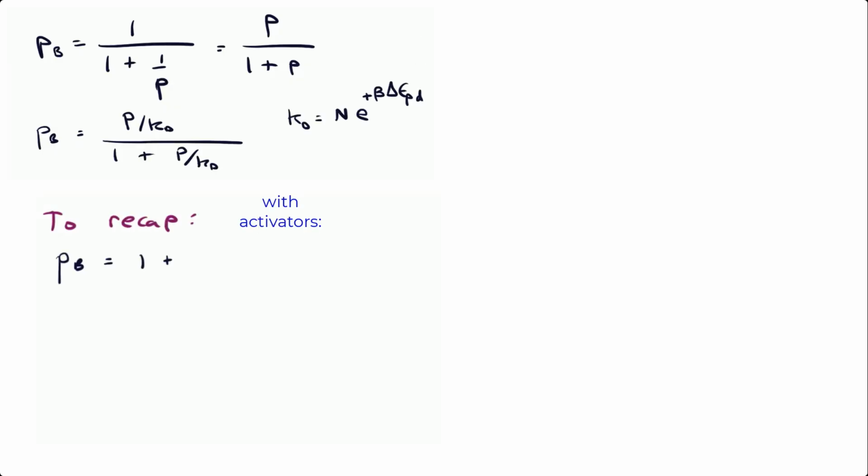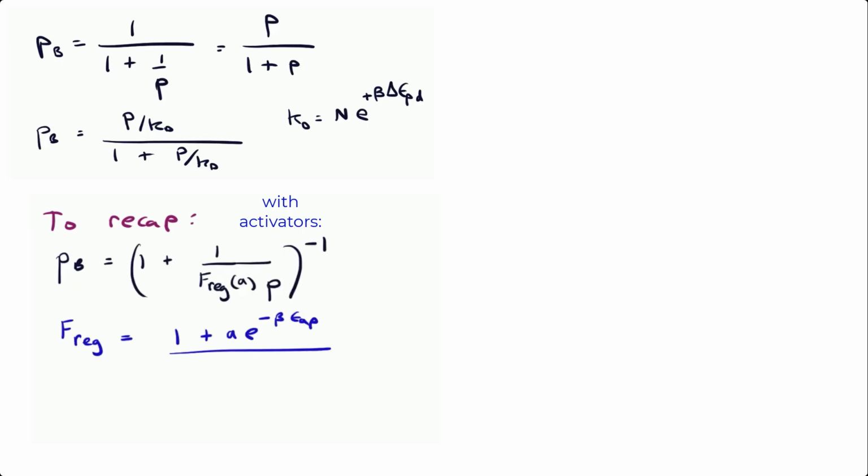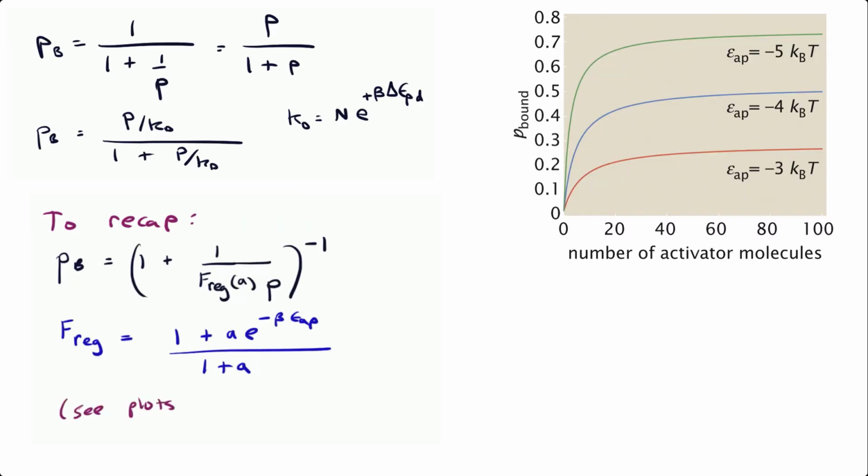Okay, now recall that without activators, the probability of binding has the form that is just shown there. So that's the basic form we've seen before. With activators, to recap, the probability of binding has that regulatory factor, which I'm writing out here, and you can see in the plots that the more the binding between the activator and pol 2, the higher the probability of binding.